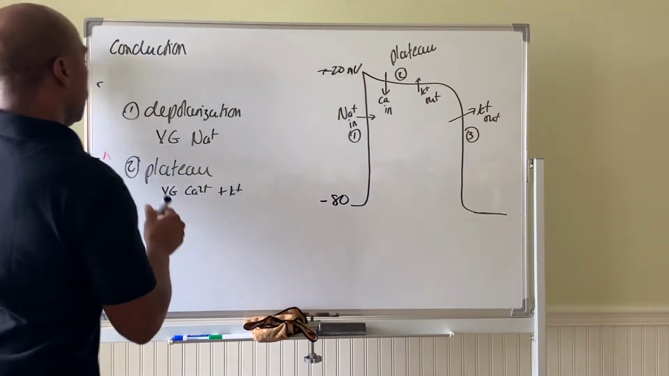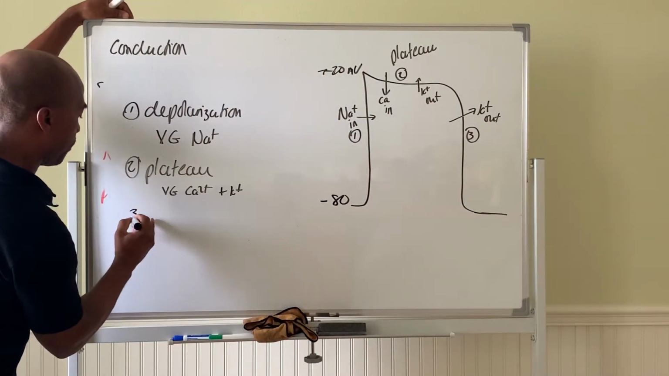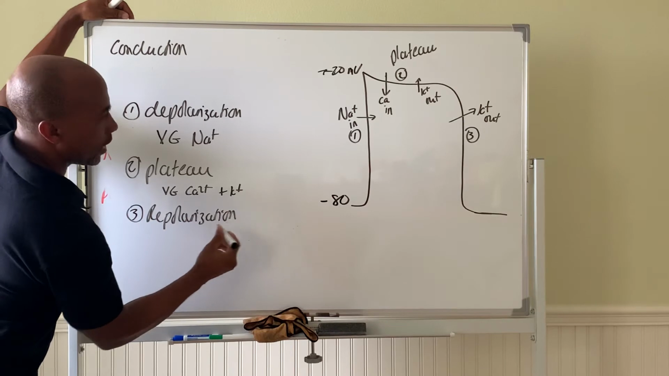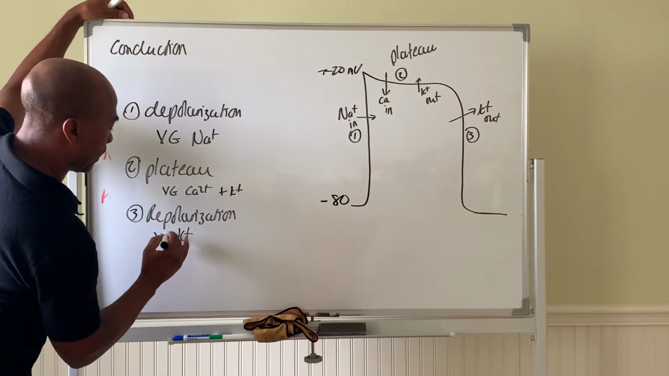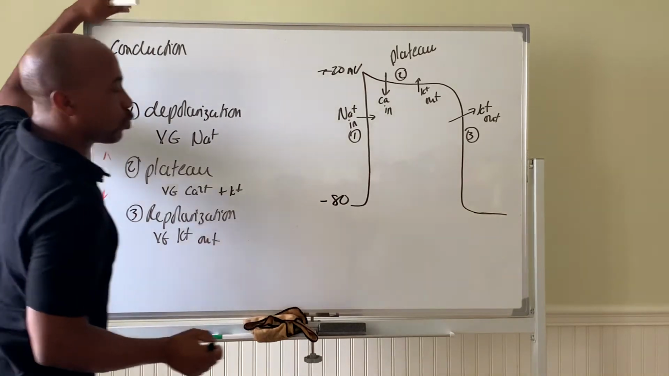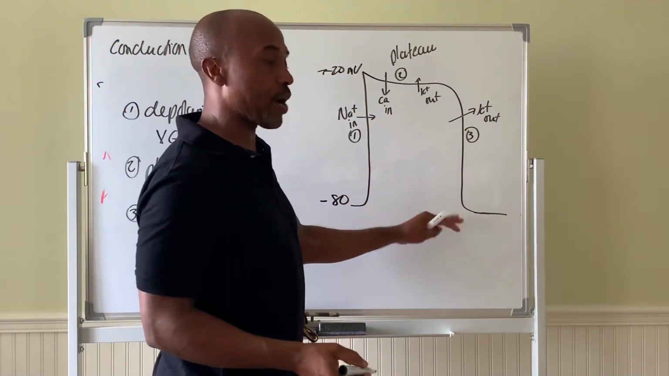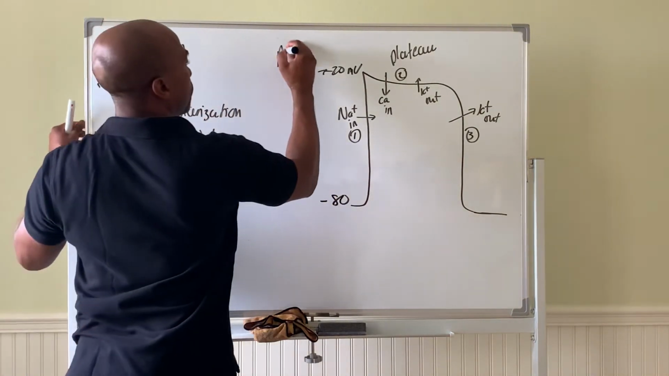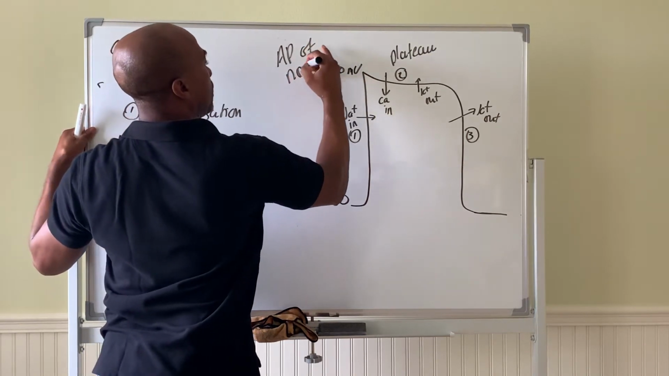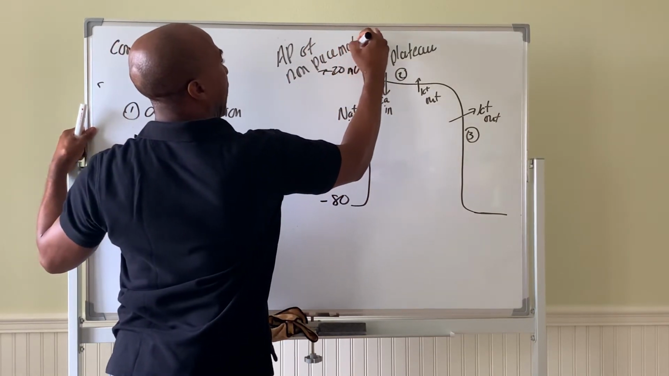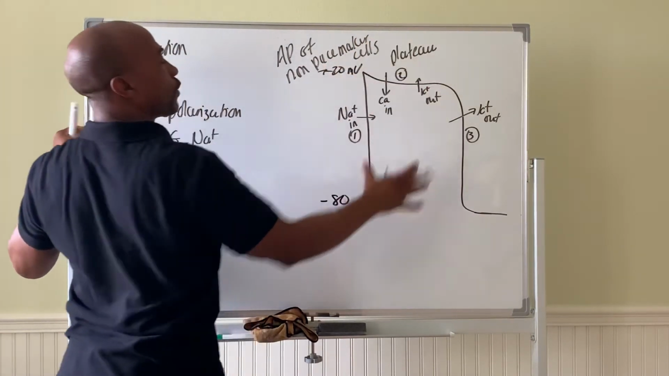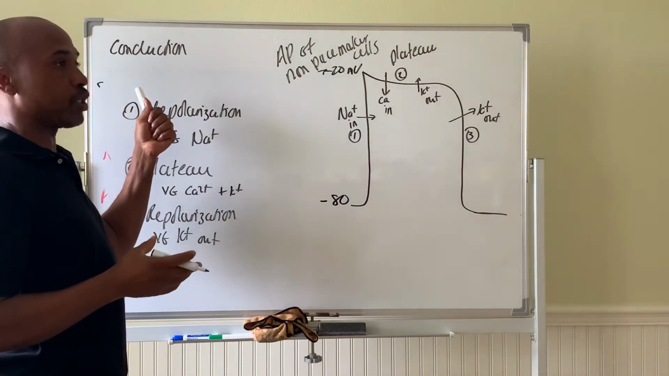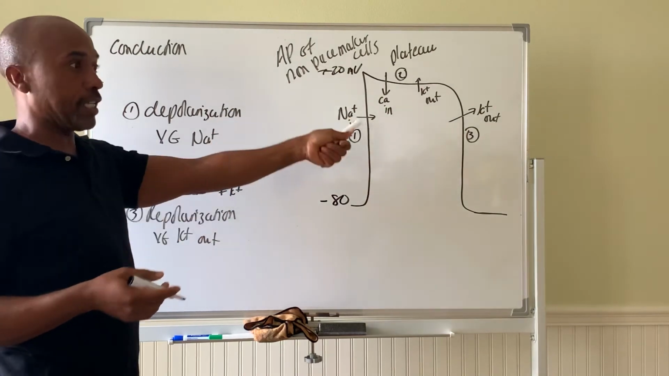Okay. So now in the repolarization phase here, your potassium out, so voltage gated K out is what will bring it back down to its resting level of around negative 80 or so millivolts, okay? So that is the action potential of your non-pacemaker cells, meaning the cells of the heart that squeeze it to create blood movement. Not the pacemaker cells. The pacemaker cells don't squeeze. All they do is just create electricity to turn these cells on, okay?